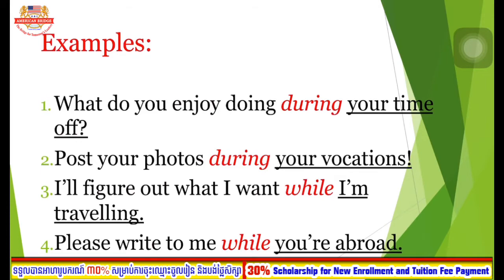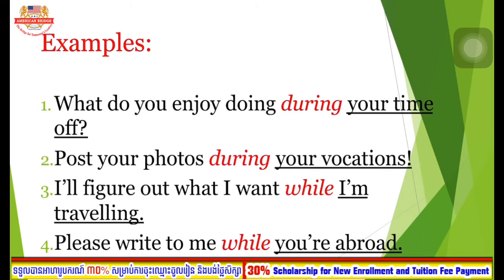Number 3, I'll figure out what I want while I'm traveling. So I'll figure out what I want, this is one action, and I'm traveling, this is another action. I'm traveling is a clause, right? So we use while. Number 4, please write to me while you are abroad. You know already, while is followed by a clause, and it is used to show two actions happening at the same time.